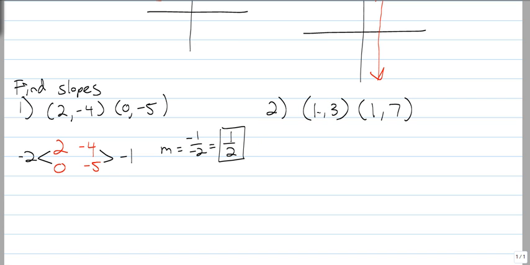Now, just looking at this before we even do number 2, notice how the x doesn't change. The x doesn't change, so it is not running. It is not moving in the x direction. That should tell you that if it's only changing in the y direction, it'll probably be undefined. But let's double check. 1, 3 and 1, 7. Sure enough, this goes up 4. This goes up 0. 4 over 0, undefined. So I would say that the slope is undefined, and I would say I have a vertical line. Okay, let's go to the next page.